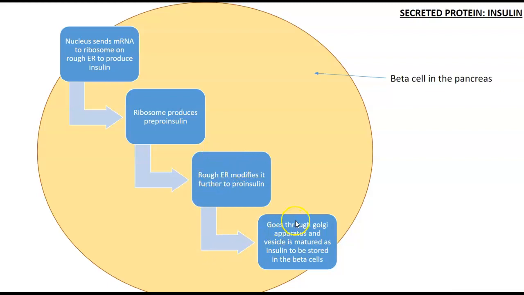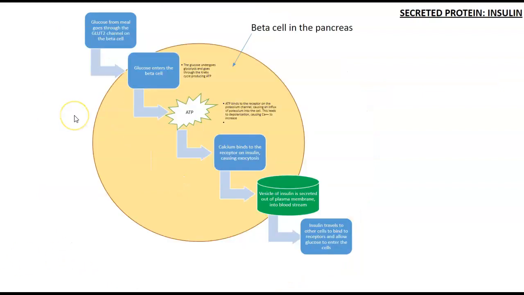Proinsulin then goes through the Golgi apparatus, through the cis phase, and comes out through the trans phase, and is matured as insulin to be stored in the beta cells. Insulin is then stored until this process takes place. Glucose from a meal goes through the GLUT2 channel on the beta cell. Once glucose enters the beta cell, the glucose undergoes glycolysis and goes through the Krebs cycle producing ATP.